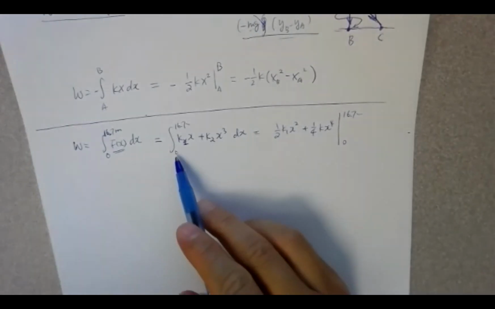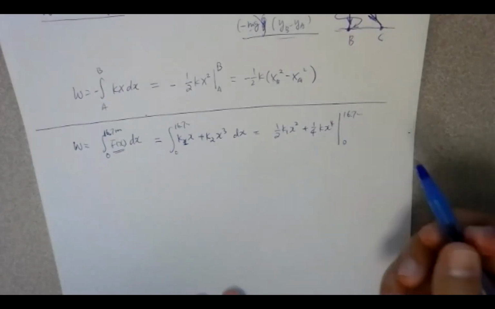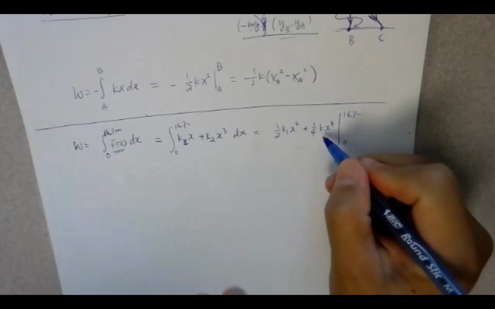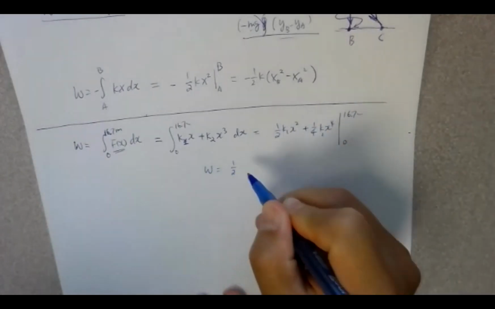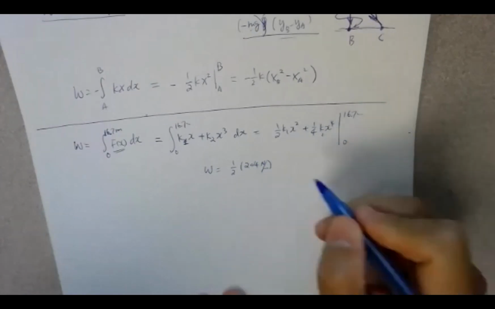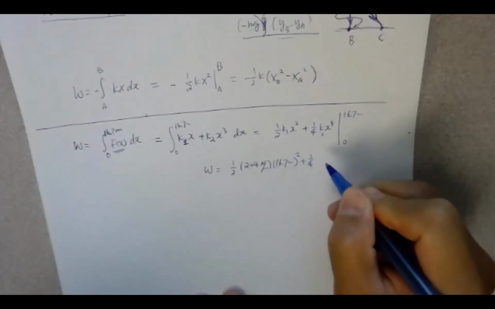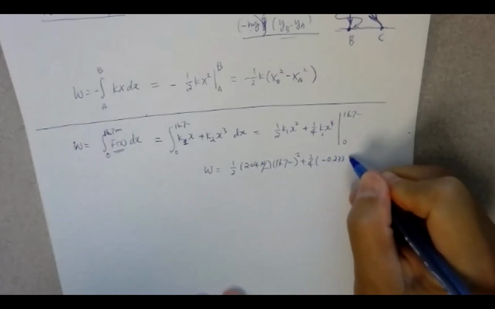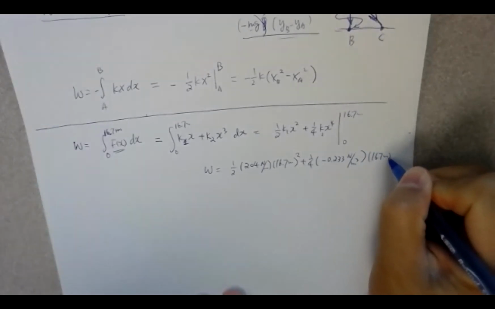When you are doing definite integrals, then you don't have the constant term. You just plug in the upper and lower limits there, all right? So then we know k1 and k2, they are given. We can plug in the numbers. So then work done is equal to 1/2 of k1, which is 204 newtons per meter, times 16.7 meters squared, plus 1/4 k2, which is minus 0.233 newtons per meter cubed, times 16.7 meters to the fourth.